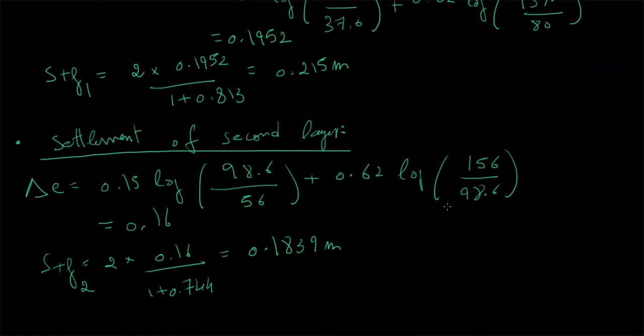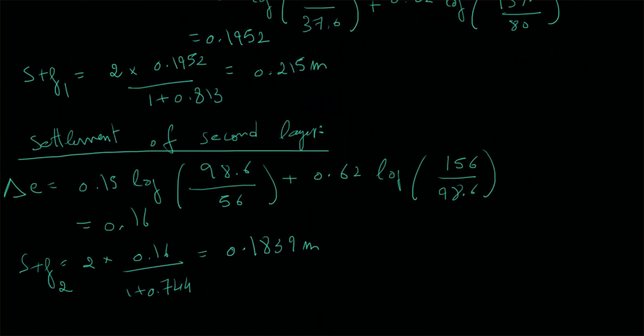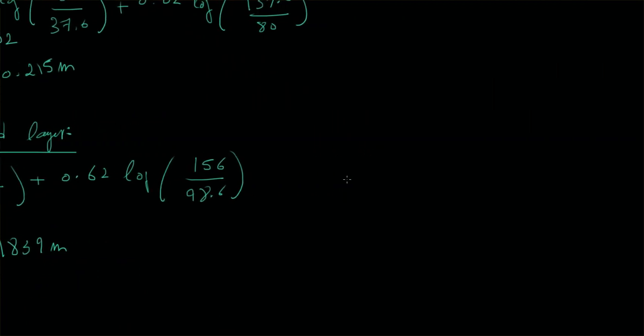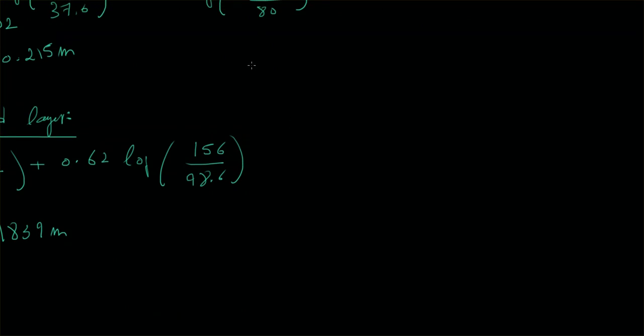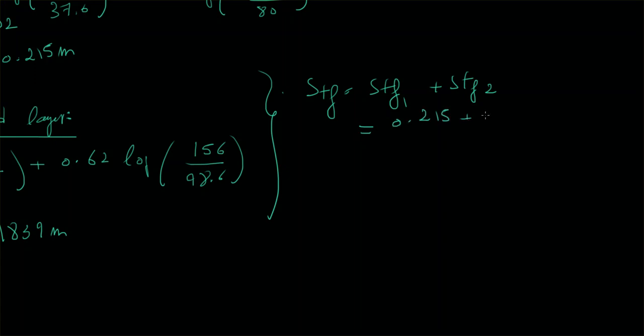Therefore, my final settlement equals STF1 plus STF2. So STF1 was 0.215 plus STF2, which is 0.1839, and finally my total settlement is 0.399. We can estimate that to be 0.4 meters. And that's the end of question 2. Thank you for watching.